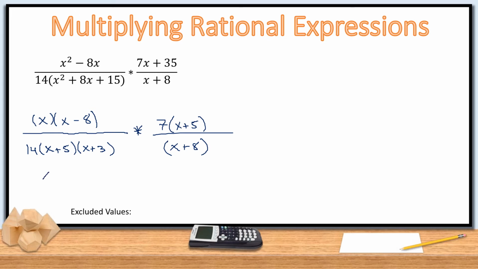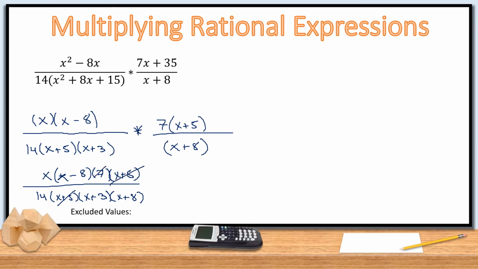Push it all together. So we got x minus 8 times 7 times x plus 5, all over 14, x plus 5, x plus 3, x plus 8. All right, so x minus 8, x plus 8 do not cancel, but the x plus 5s do.